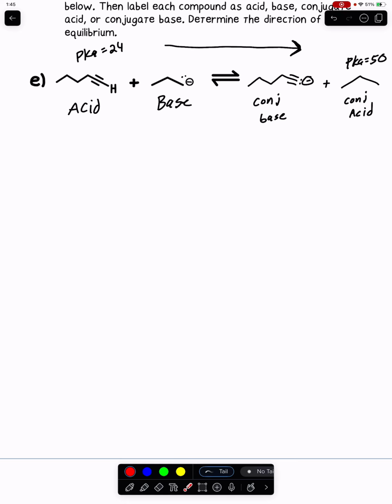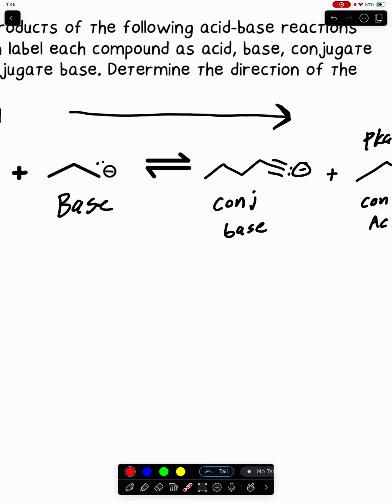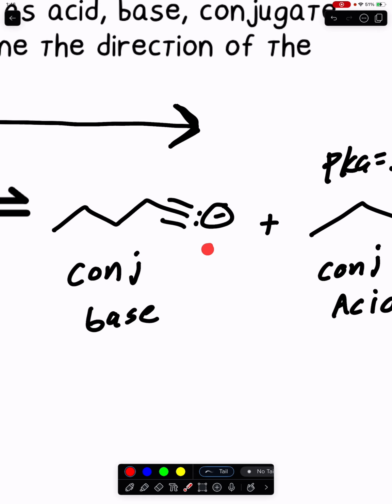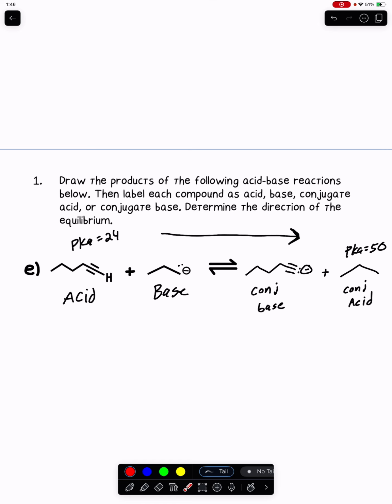Or if we don't want to memorize pKa's, we can go ahead and compare the two bases. Negative charge on an sp3 hybridized carbon. Negative charge on an sp hybridized carbon. Which one handles it better? We already looked at this. This sp carbon handles a negative charge better, which means that base is more stable, which means this base is not going to take the proton back from that carbon. It's more stable. It's going to sit around. That means the equilibrium goes towards the more stable conjugate base. Always away from the stronger acid, towards the more stable conjugate base.